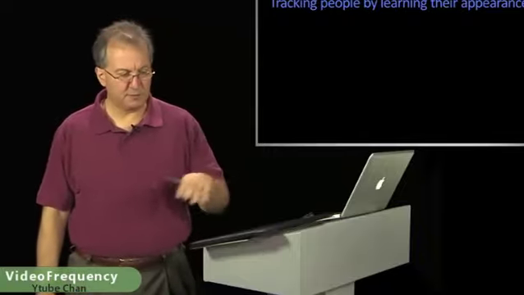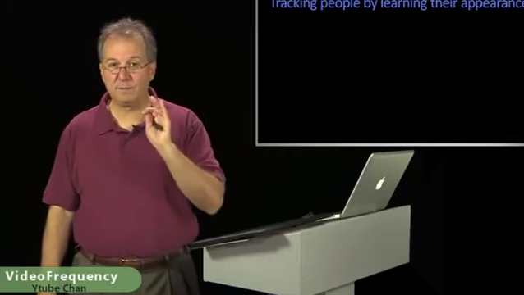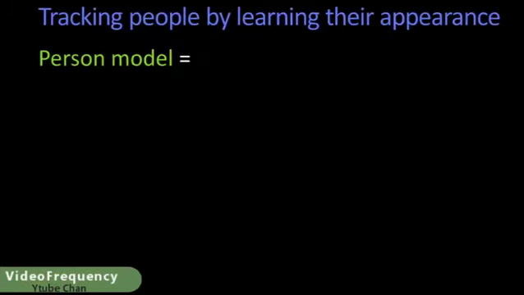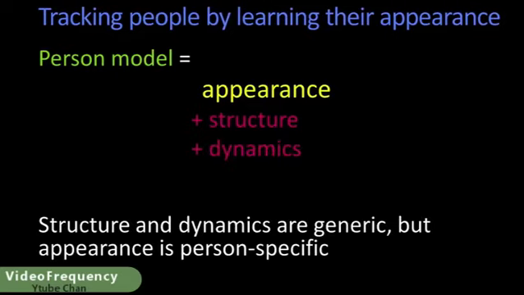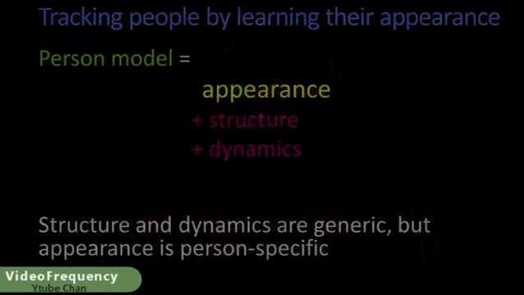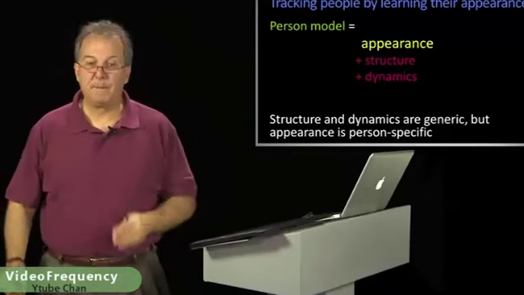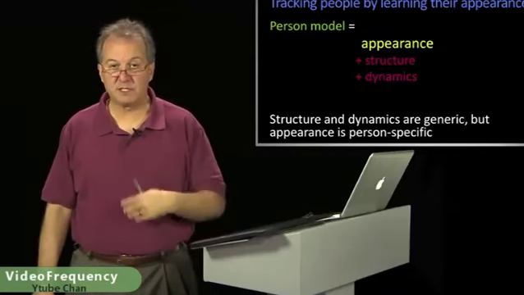One more specific tracking method. This comes from some work of tracking people, in particular their limbs and stuff, by learning their appearance. The idea is they build a person model. The person model is made up of a couple different things: an appearance, we'll talk about what that is in a minute, plus structure, plus dynamics. Now, the structure and dynamics are generic. That is, they are the lengths of my body, and the dynamics that are how they can move, so the speeds people tend to move and some of the process noise. But the appearance is person specific.